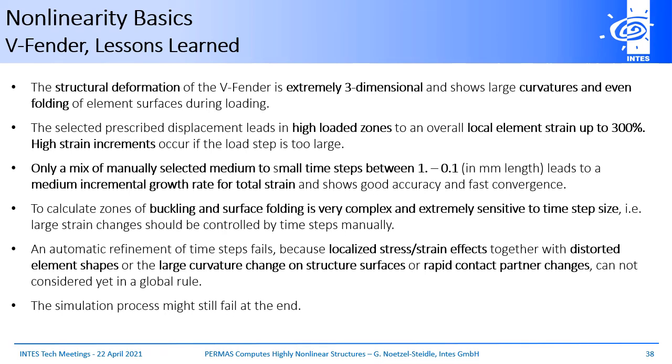To calculate zones of buckling and surface folding is very complex and extremely sensitive to time step size. That means large strain changes should be controlled by time steps manually. An automatic refinement of time steps fails because localized stress-strain effects together with distorted element shapes, or the large curvature change on structure surfaces, or rapid contact partner changes cannot be considered yet in a global rule. The simulation process might still fail at the end caused by these effects.